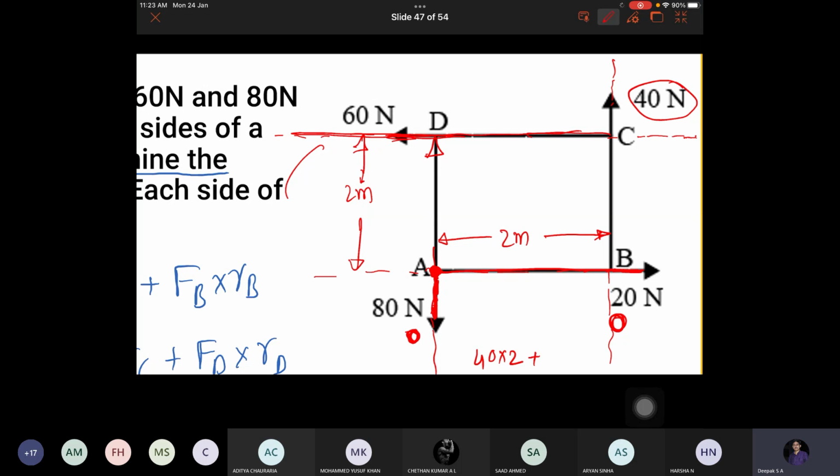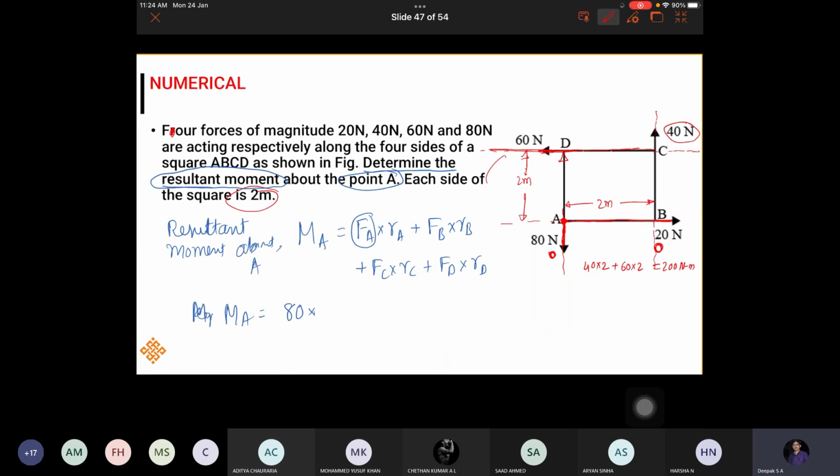Yes, sir. So force F into R: force is 60 Newton into distance 2. So total will be how much? See, 40 into 2 is 80. 60 into 2 is 120. So 80 plus 120, what is the value? 200. And what is the unit? Newton meter. Okay. So like this, you have to solve.